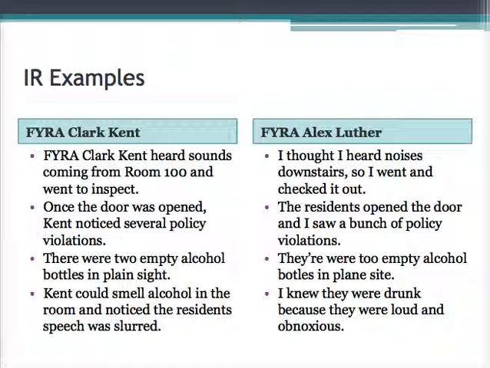If you do have personal opinions, your RD will want it, but you'll want to send that information outside of the IR. So a follow-up email is the best place to provide some interesting examples. So while Alex's note that he knew they were drunk because they were loud and obnoxious might be helpful to the RD, it's definitely not what you want to provide in your documentation.